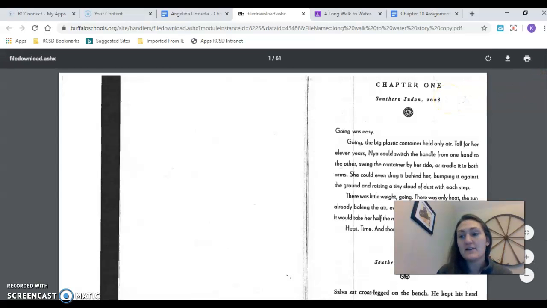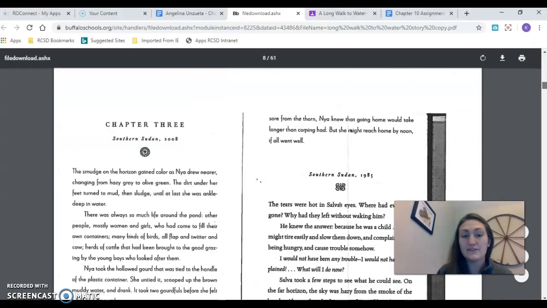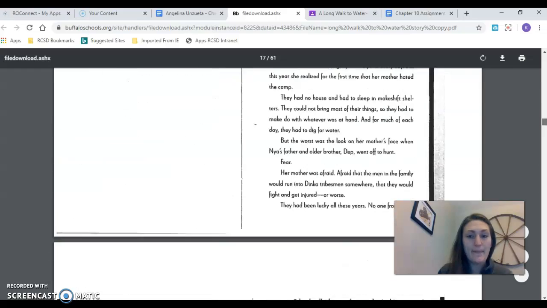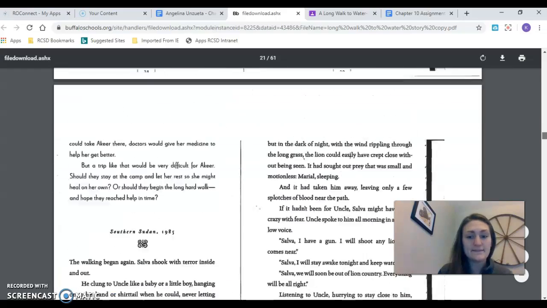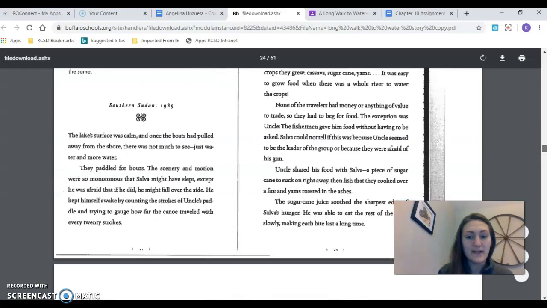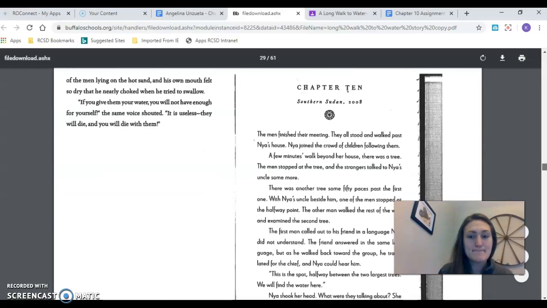We're on chapter 10. So I'm going to have to scroll down and find chapter 10. There's chapter 4, chapter 6, chapter 8, chapter 9, chapter 10. Okay, so it's page 29 in the digital pages.